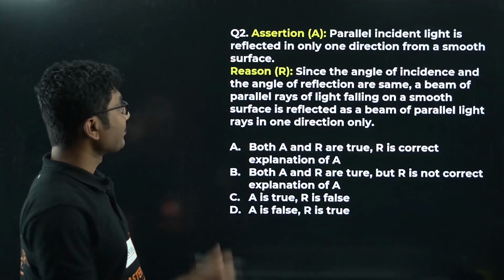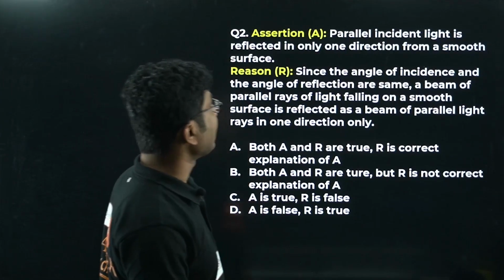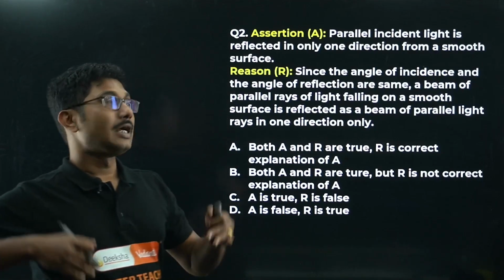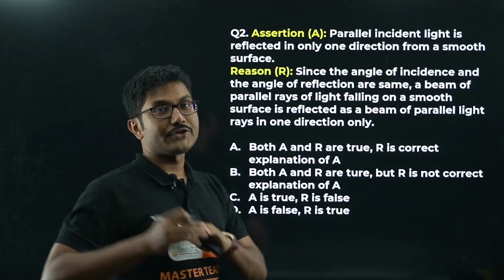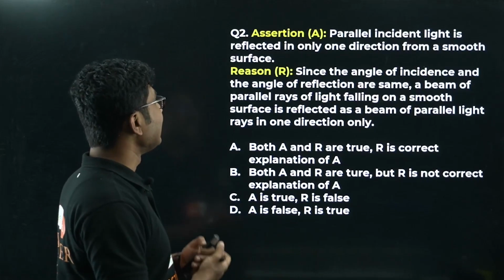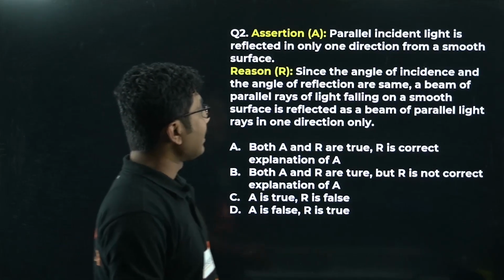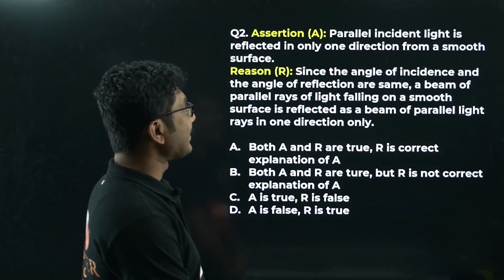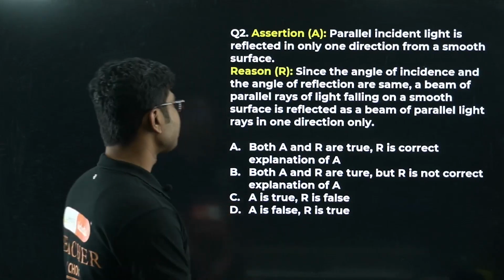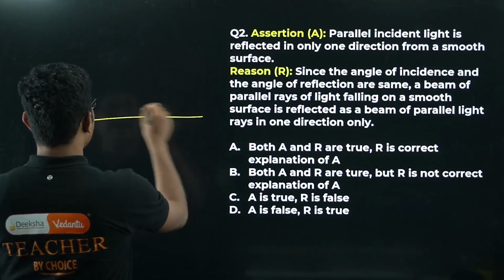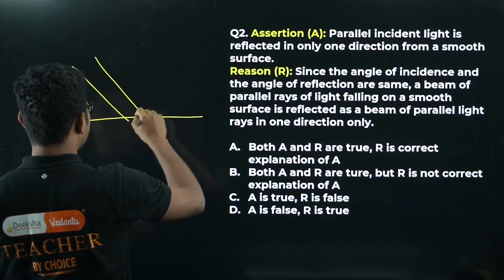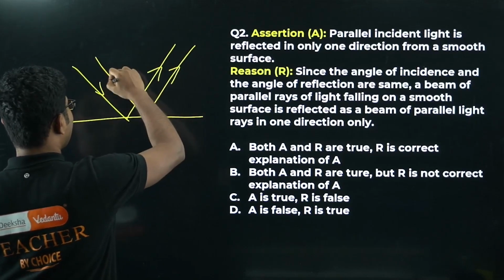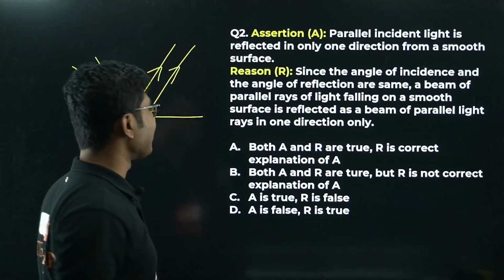Now next question. It is an assertion and reason based question. All the different types of questions you will get: image based, text based, assertion and reason based. We are going to cover all the questions in this series. Assertion: parallel incident light is reflected in only one direction from a smooth surface. So parallel incident light, after reflection, reflects in the same direction. This is a correct statement, so the assertion is correct.